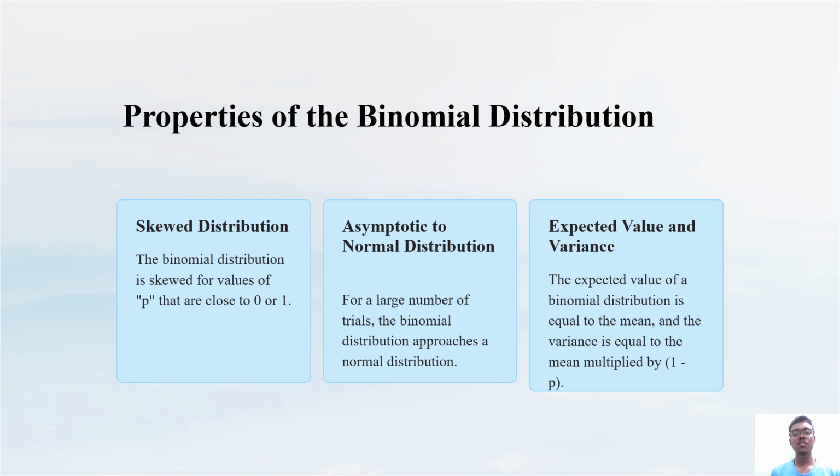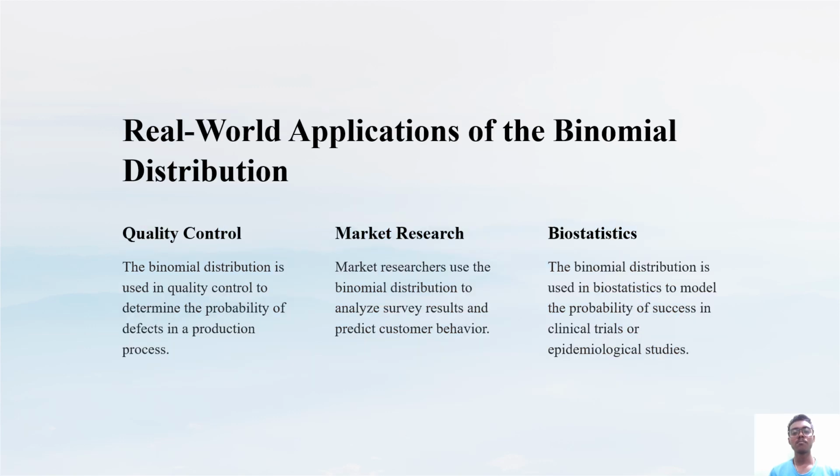Properties of the binomial distribution. Skewed distribution. The binomial distribution is skewed for values of p that are close to 0 or 1. Next, asymptotic to normal distribution. For a large number of trials, the binomial distribution approaches a normal distribution. Expected value and variance. The expected value of a binomial distribution is equal to the mean, and the variance is equal to the mean multiplied by 1 minus p.